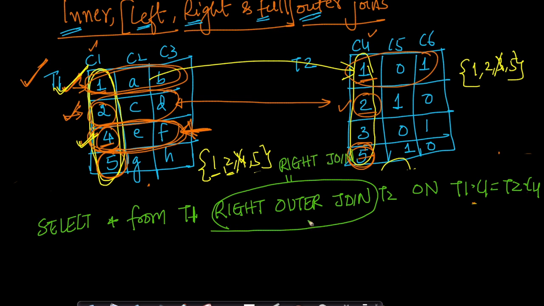The keyword outer is optional here, right? Because there is no concept of right inner join. There are only right outer joins. Now what happens here? Let's write it down, right?